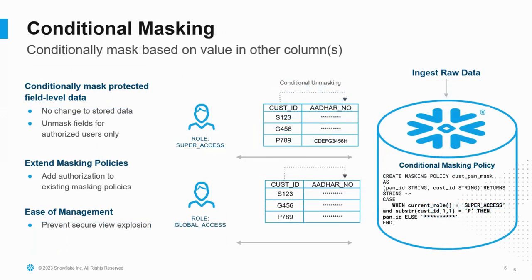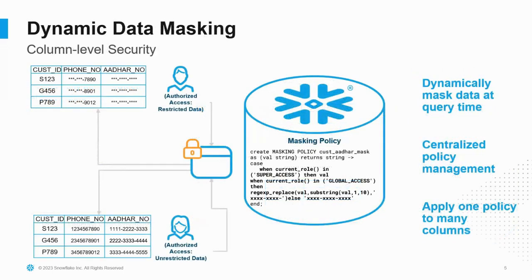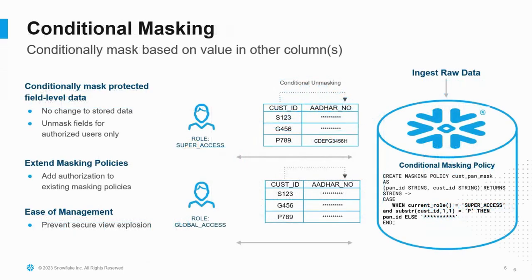Next thing is, in extension to this dynamic data masking at a column level, you can also apply conditional masking. Based on the condition, you can specify how the data has to be masked. Again, this is at a column level.